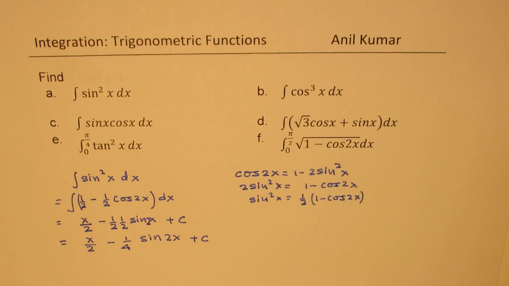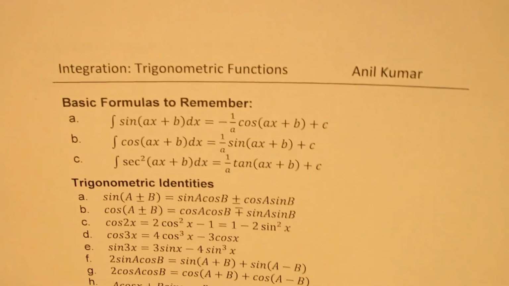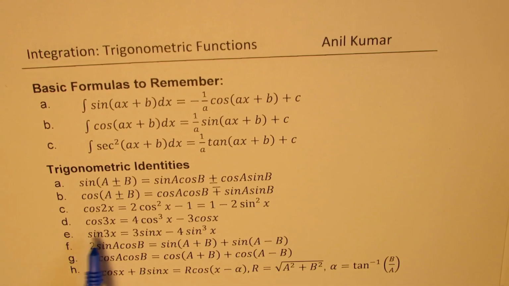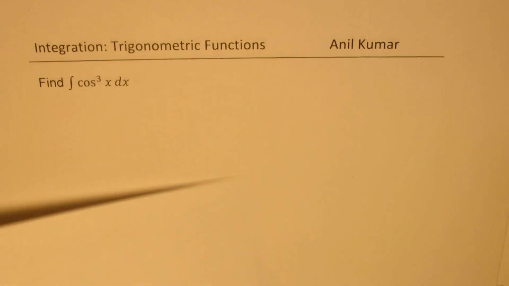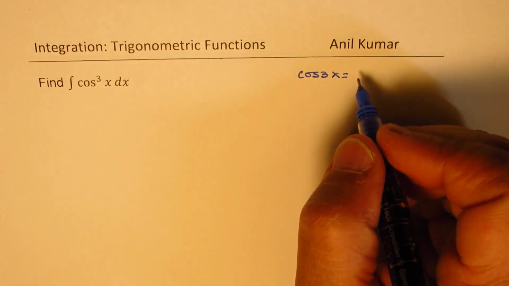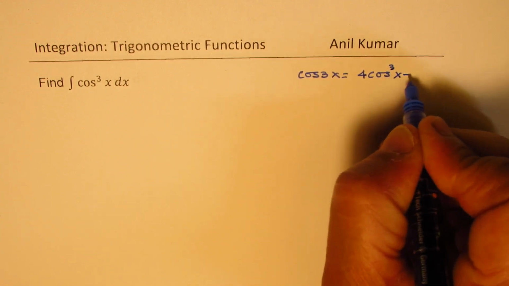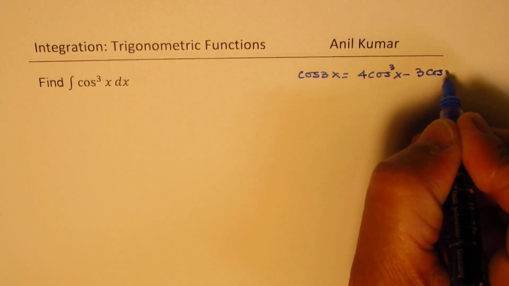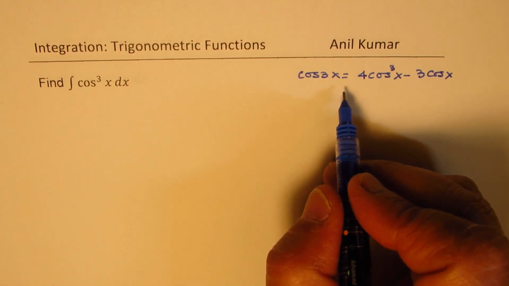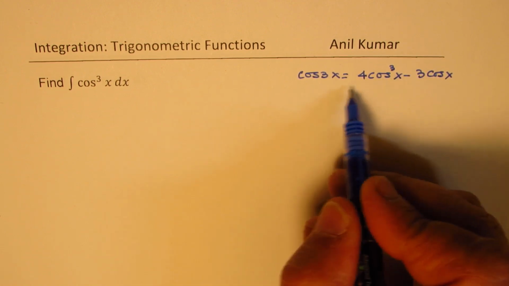Now let's take part B, which is integral of cos cube x dx. So once again, we have to use our identity. So for cos cube x, we'll use the formula for cos 3x, isolate cos cube x, correct? So what we know here is that cos 3x is equal to 4 cos cube x minus 3 cos x, correct? So cos 3x can be written in terms of cos cube x and cos x. Now you can isolate this, right?